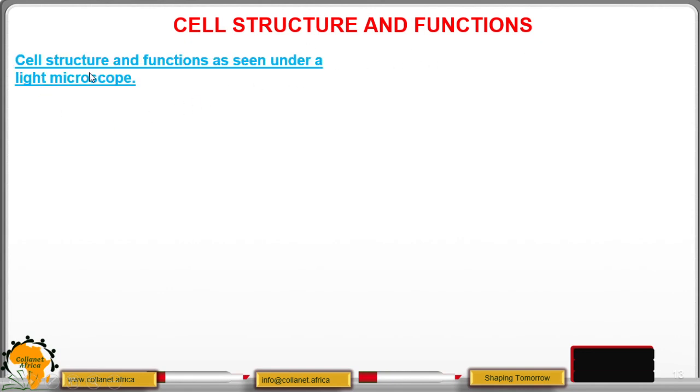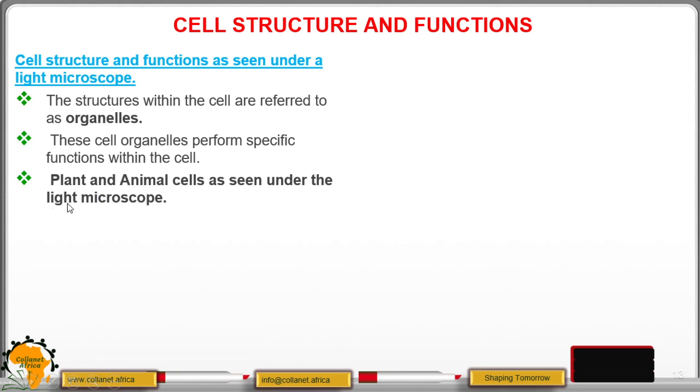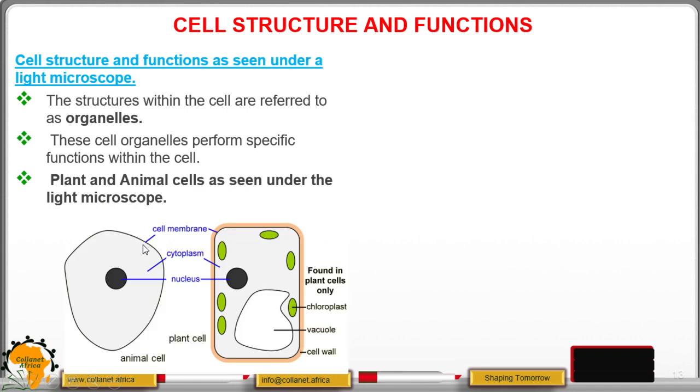Let us begin with cell structure and functions as seen under a light microscope. The structures within a cell are called organelles, and they perform specific functions within the cell. So what are the cell organelles in plant and animal cells under the light microscope?